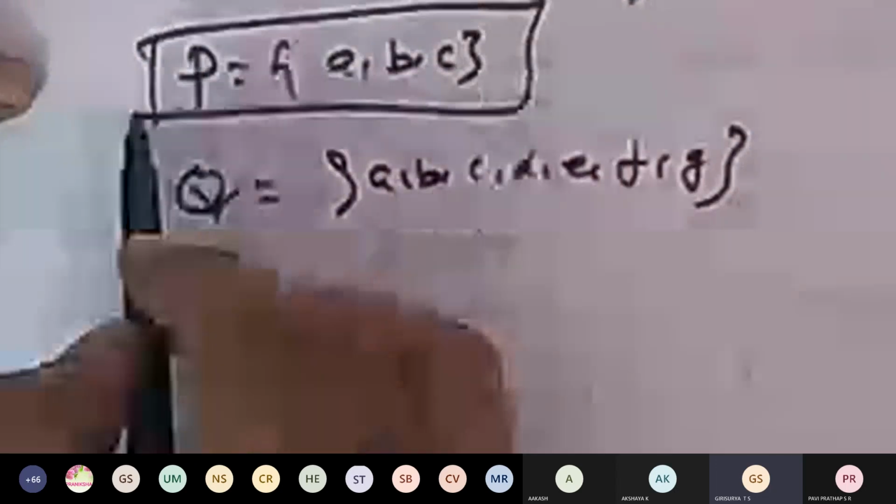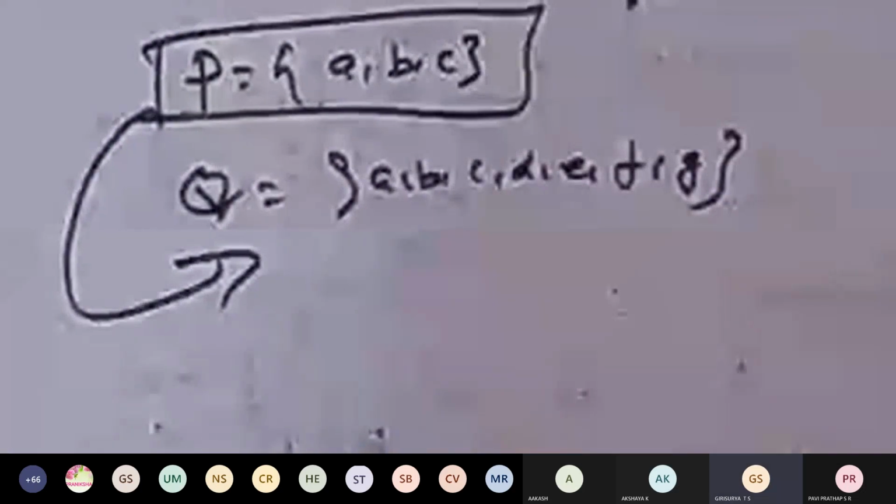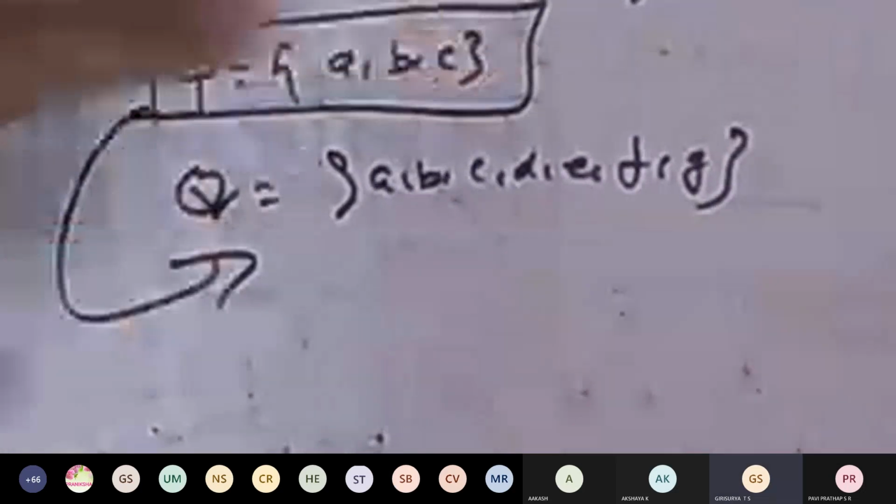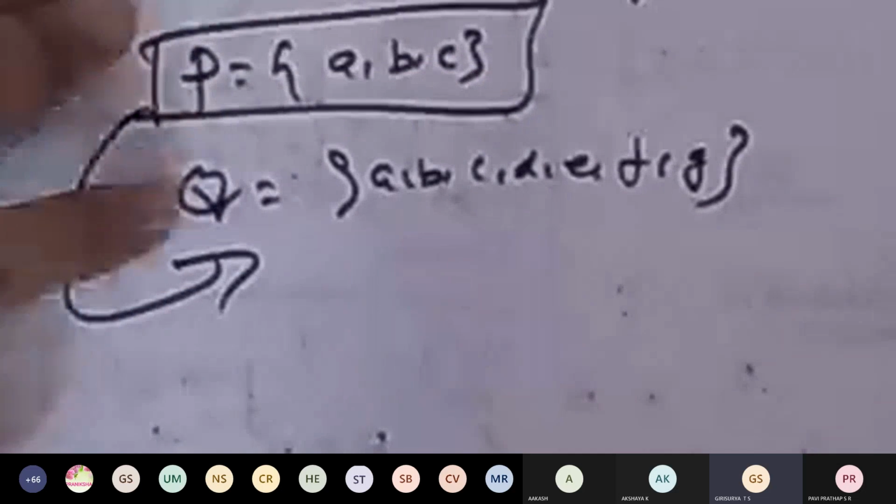The elements in P are present in Q. Yes, very good. All the elements of P, for example, A, B, C, and Q is A, B, C, D, E, F, G. Suppose consider, all the elements of P are present in Q. Then I can say P is a subset of Q. Otherwise, Q is the superset of P. That's it. Is it clear?